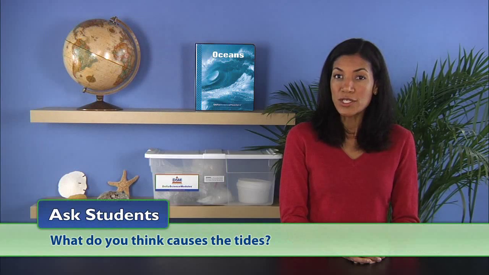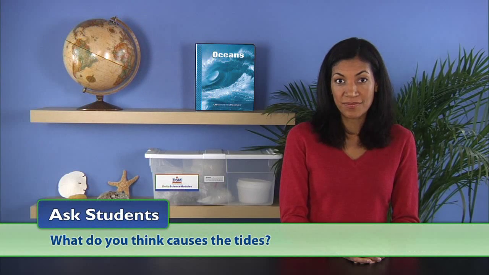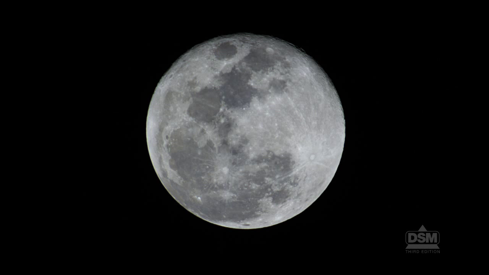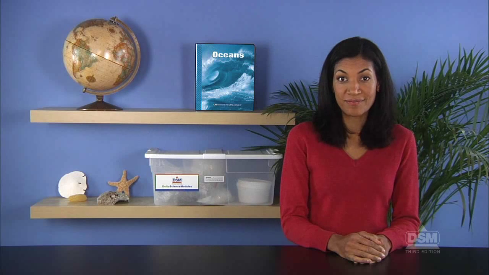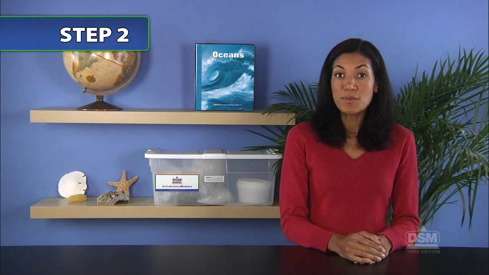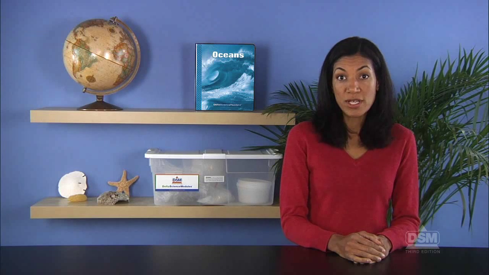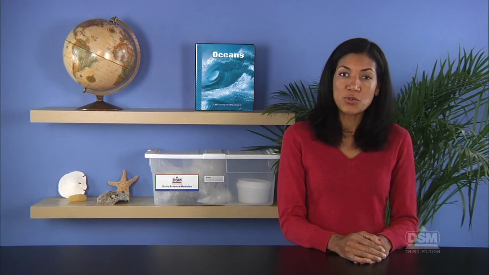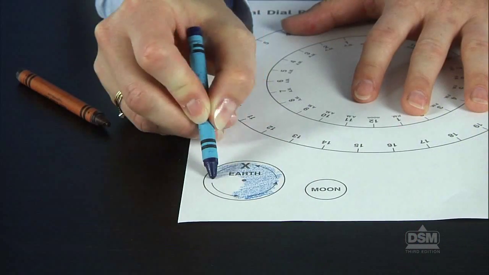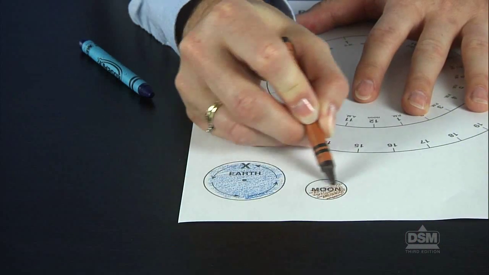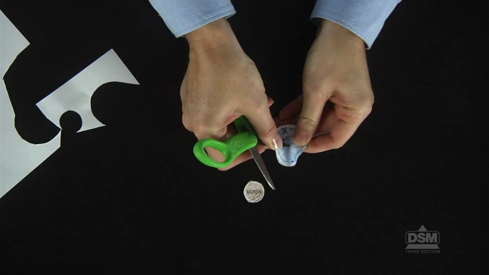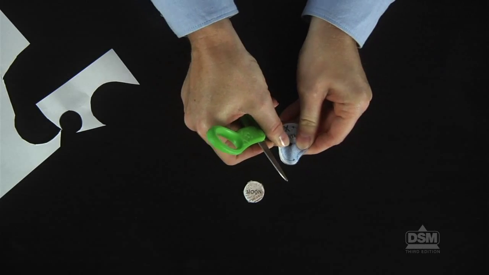Then ask, what do you think causes the tides? Some students may know that the moon has something to do with tides. Accept all answers. Next, distribute the materials to the class and point out the Earth and Moon discs on the resource sheet. Instruct students to color the Earth disk blue and the Moon disk brown, and then cut out both discs. Then, poke a small hole in the center of the Earth disk.